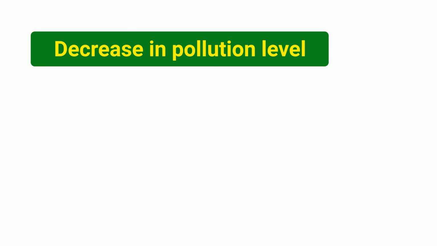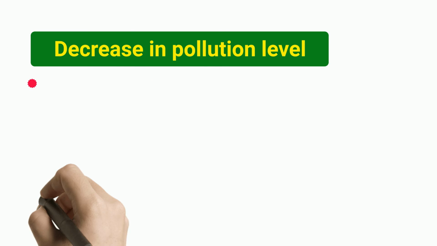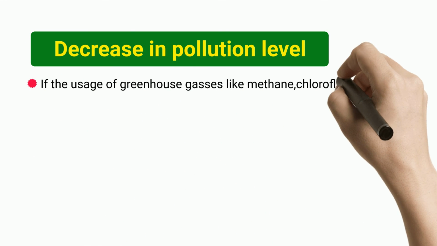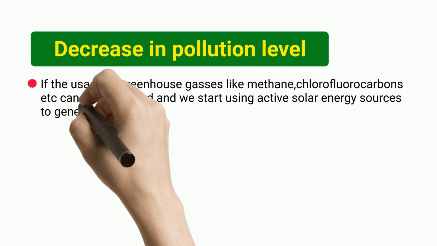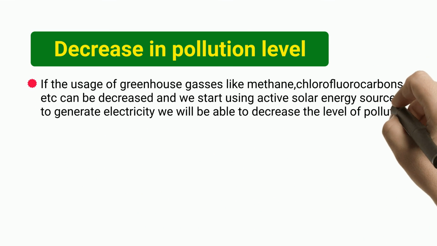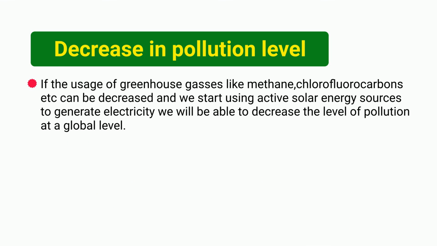Decrease in pollution level. If the usage of greenhouse gases like methane, chlorofluorocarbons, etc. can be decreased and we start using active solar energy sources to generate electricity, we will be able to decrease the level of pollution at a global level.